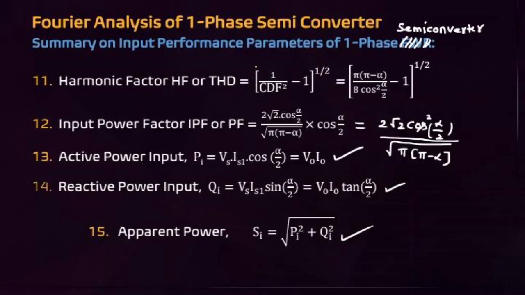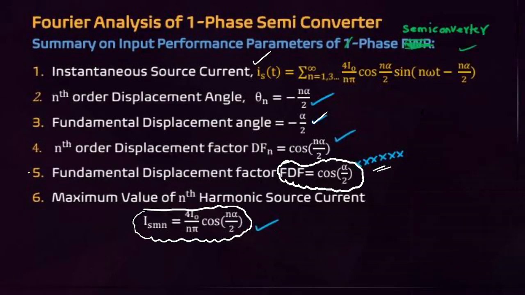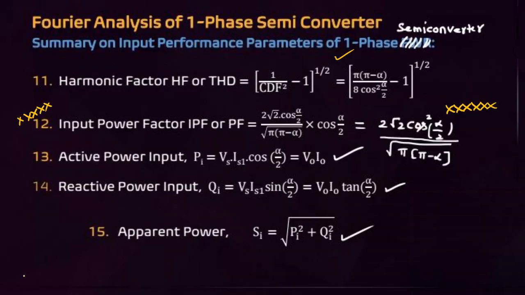The total harmonic distortion of the semi-converter is pi into pi minus alpha by 8 cos square alpha by 2, minus 1, whole to the power of 1 by 2. What is the input power factor? This is a 5-star formula: 2 root 2 cos square alpha by 2 by square root of pi into pi minus alpha, students. We may expect a problem from this one. The input power factor formula is very important, and the fundamental displacement factor. These two formulas are very important, even for the full wave rectifier also.